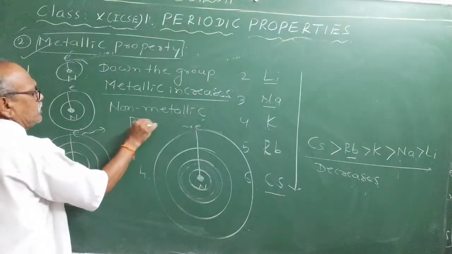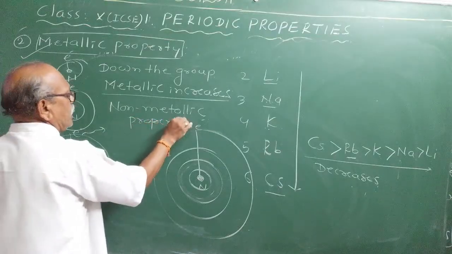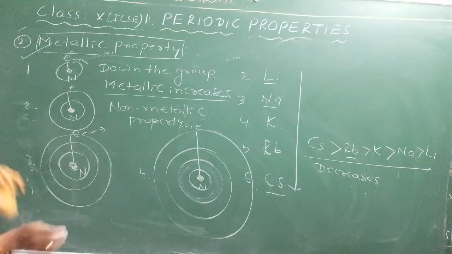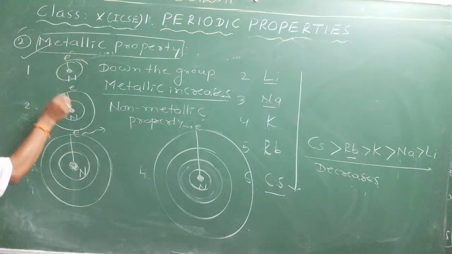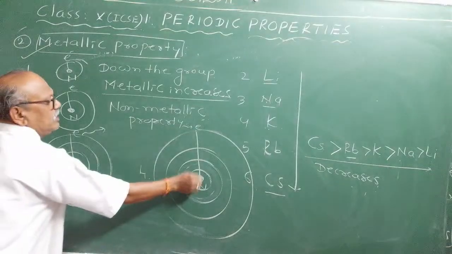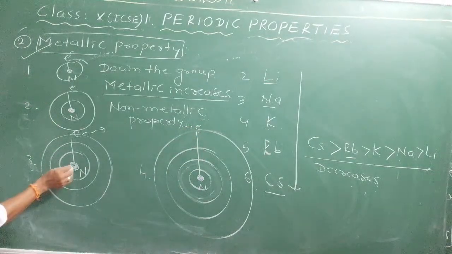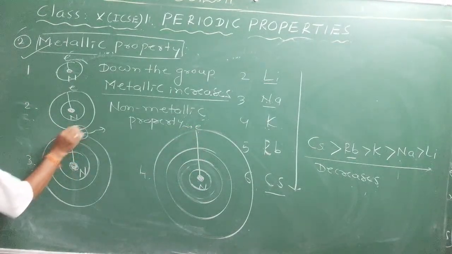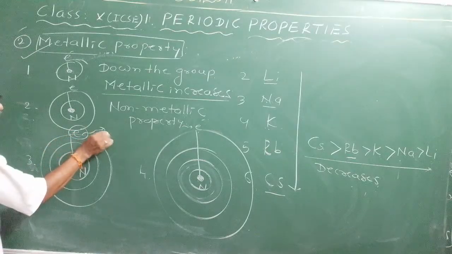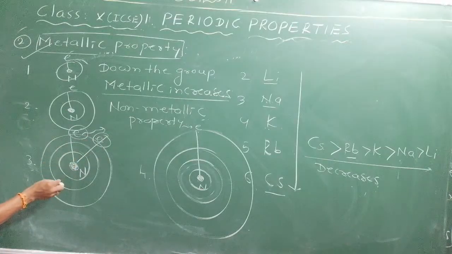Non-metallic property. What is the non-metallic property? Just now I told you that non-metallic property is the tendency to hold the electron. See, if an extra electron... now as you move down the group, the distance between the nucleus and the outermost electron is more. Means this nucleus has no control over its own electron, then how can it gain an extra electron and hold it? I hope you are getting me.